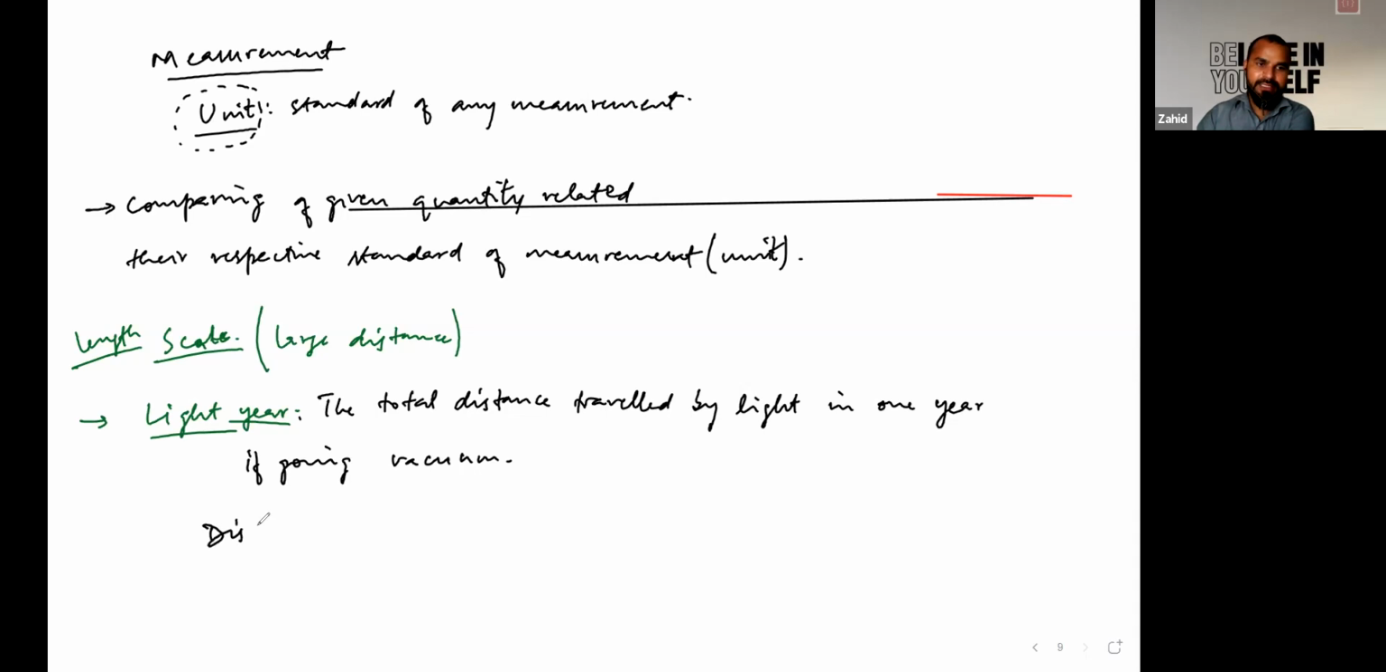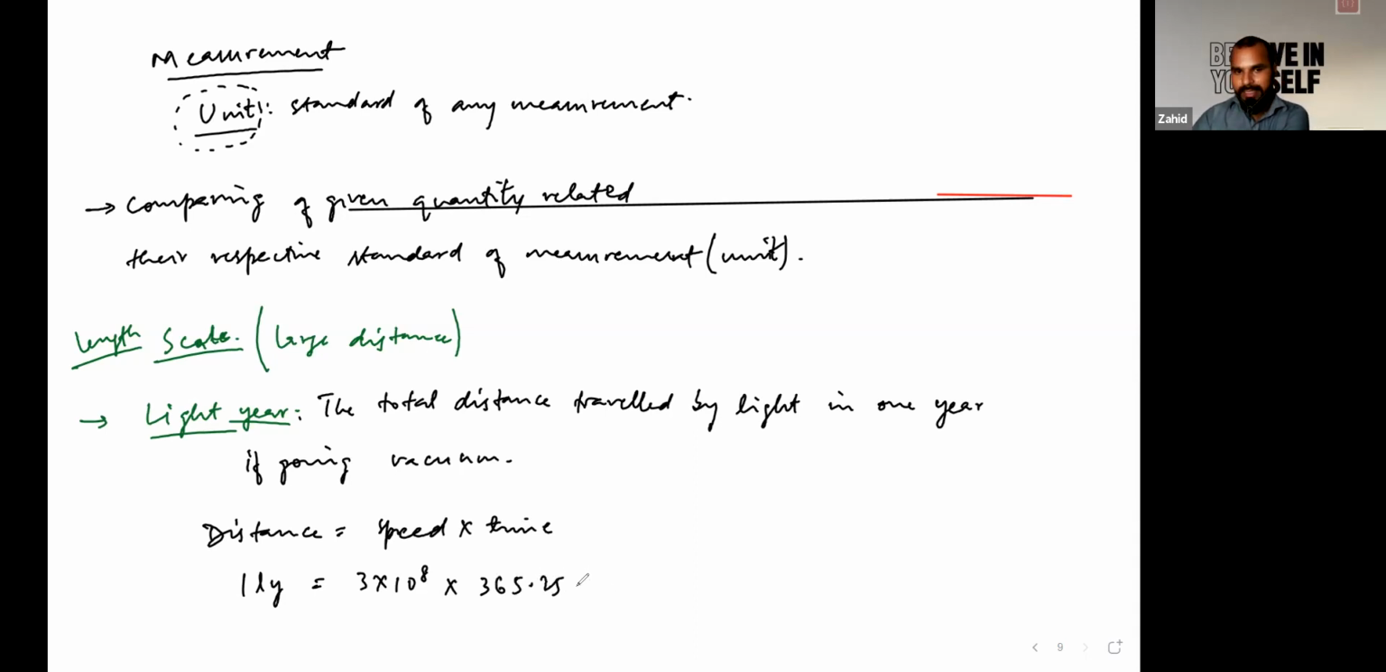So we have distance equals the product of speed and time. So distance is the light year, 1 ly. The speed of light in vacuum would be 3 × 10⁸ meters per second. And the time for 1 year would be 365.25 days in 1 year.